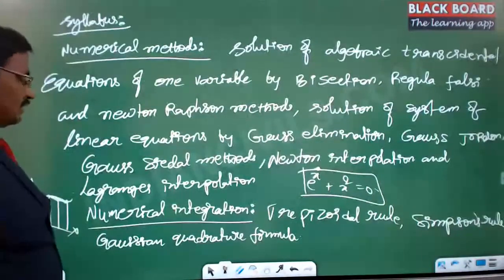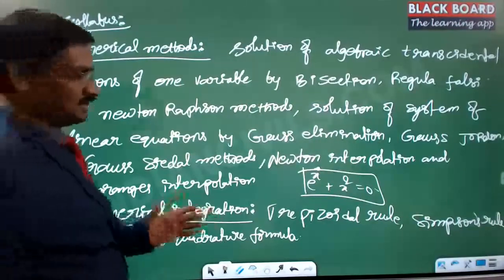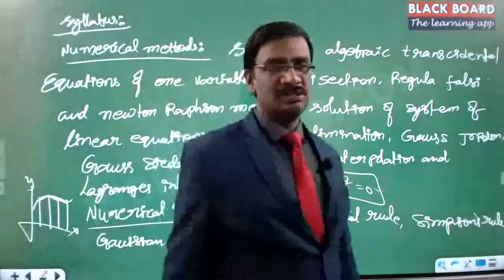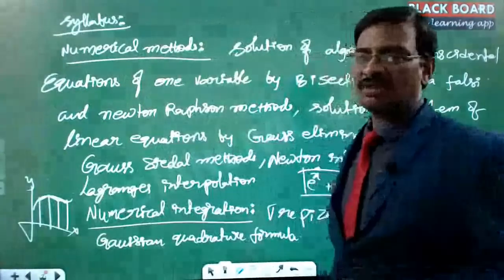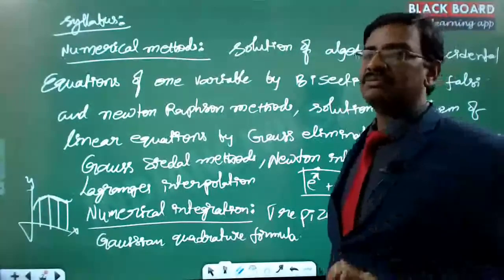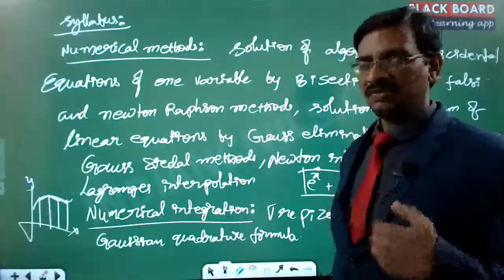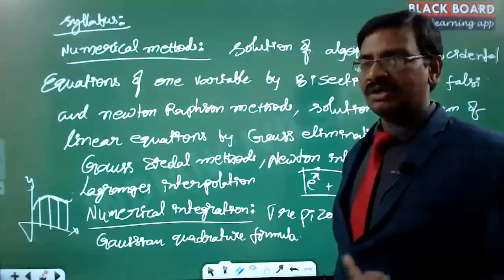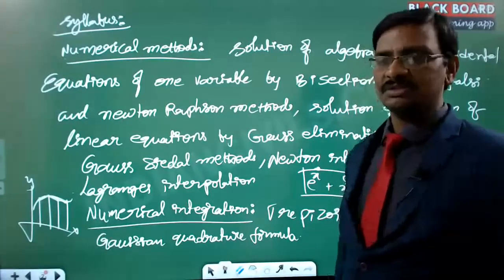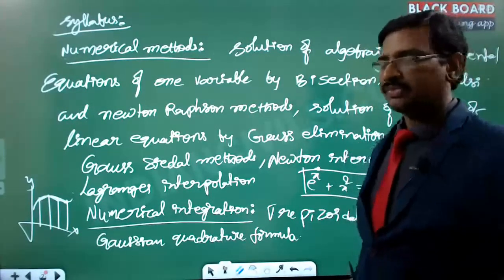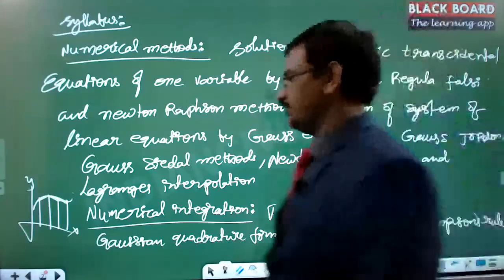All these are based on one single formula. The master formula I will derive in the class, and that master formula we can use to derive the trapezoidal rule, to derive the Simpson's 1/3 rule, and to derive the Simpson's 3/8 rule as well, right? And all those things we will do.